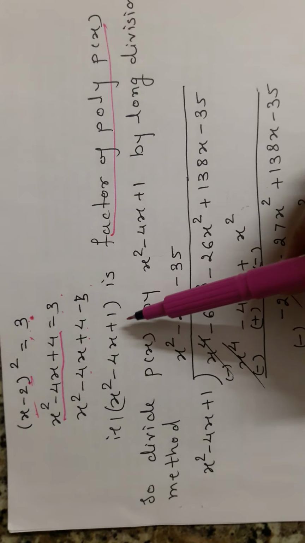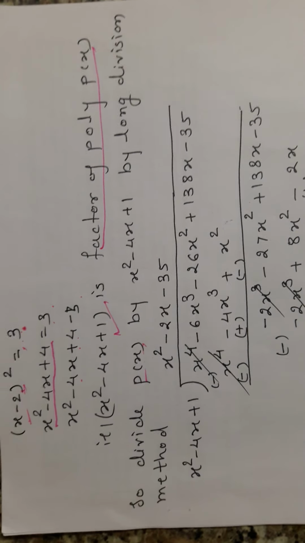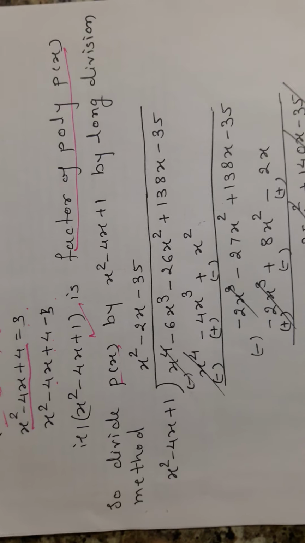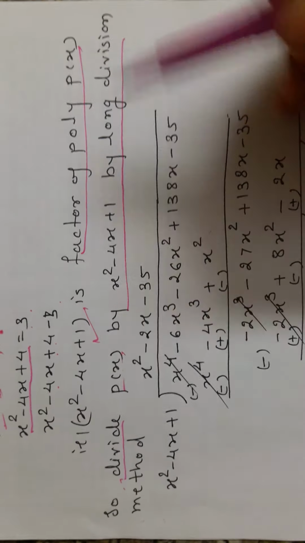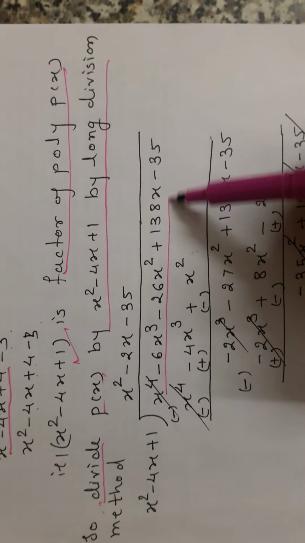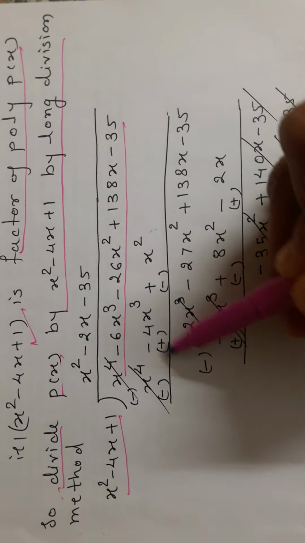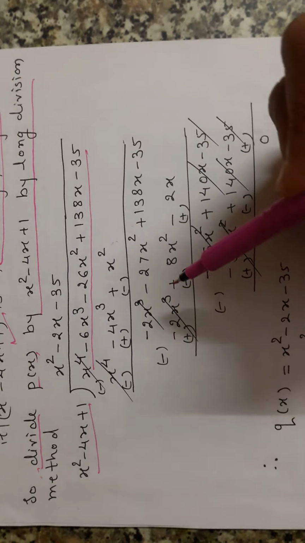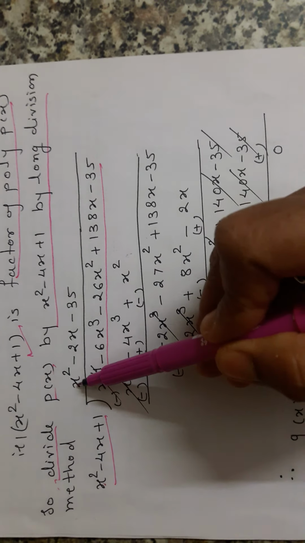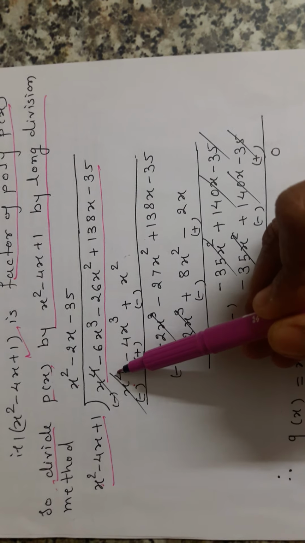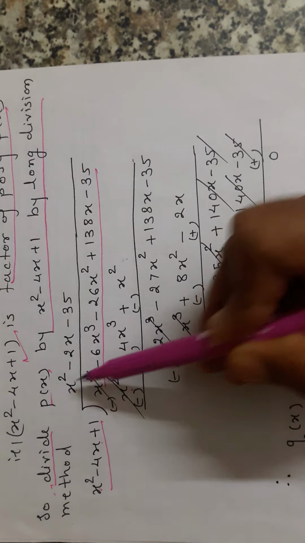If it is a factor, then certainly when we divide p of x by this polynomial, we will get remainder 0. So we will divide p of x by x square minus 4x plus 1 by the long division method. This is the dividend and x square minus 4x plus 1 is the divisor. We have to eliminate one term at a time, which we already did in exercise 2.3's first and second problem. We have to eliminate x raised to the power 4, so we multiply x square by x square, which gives x raised to the power 4, minus 4x into x square is minus 4x cube, plus 1 into x square is x square.